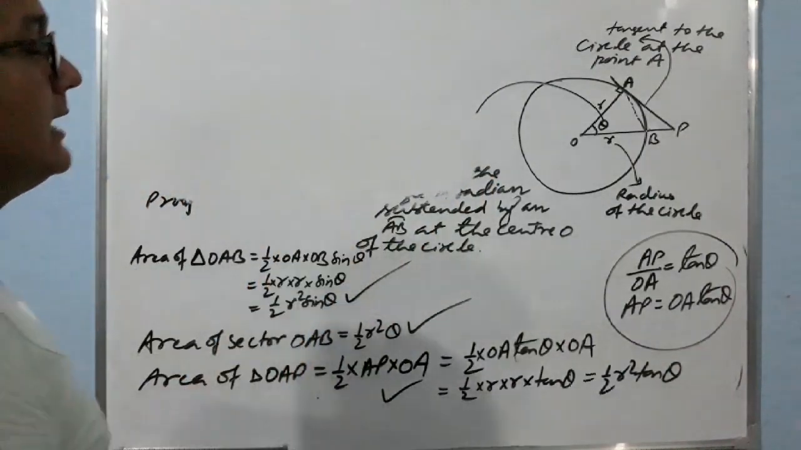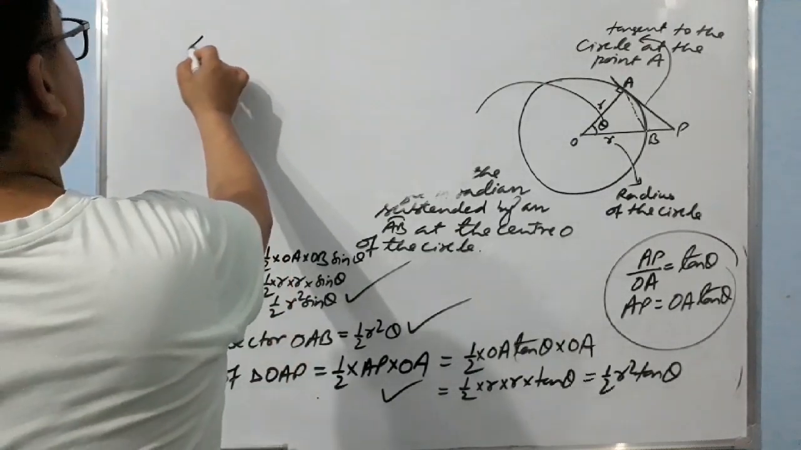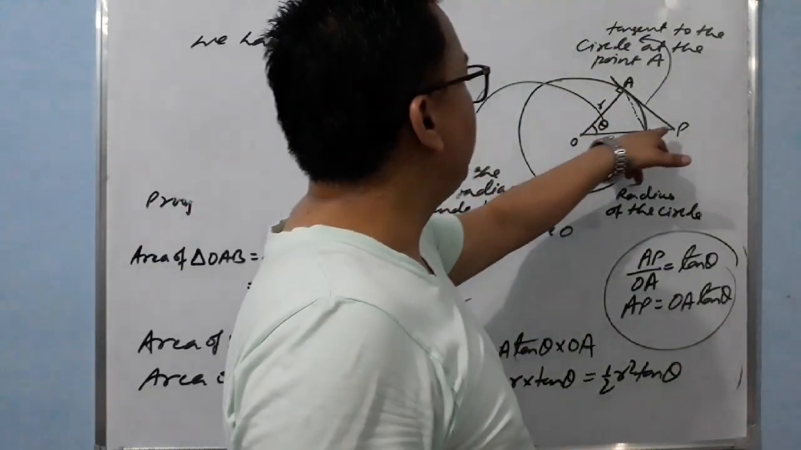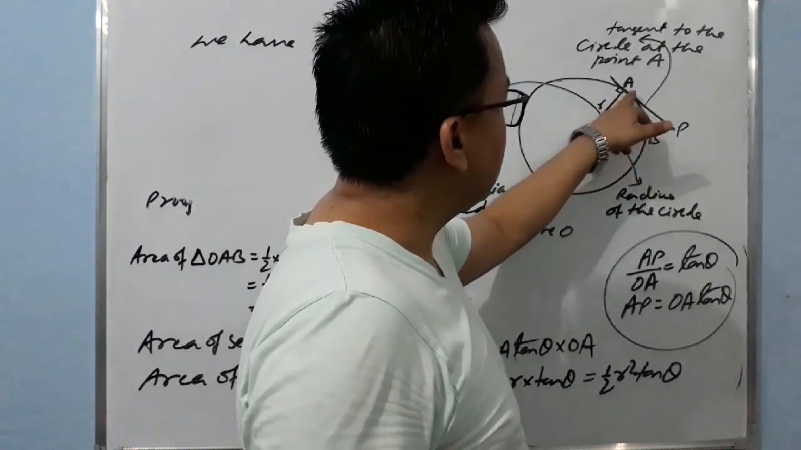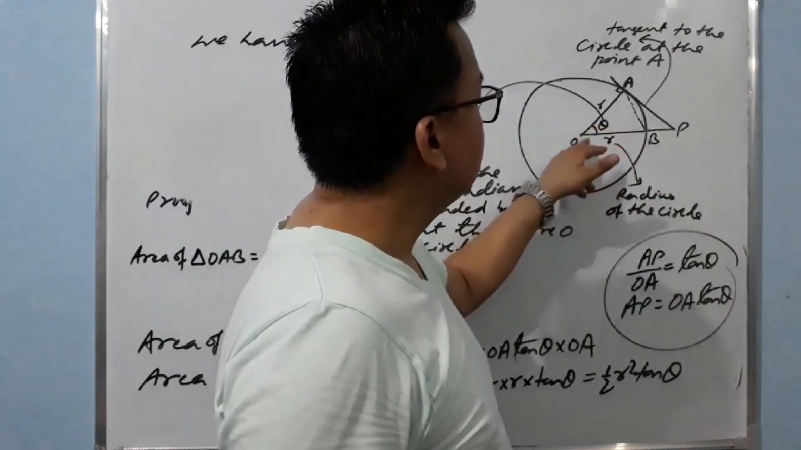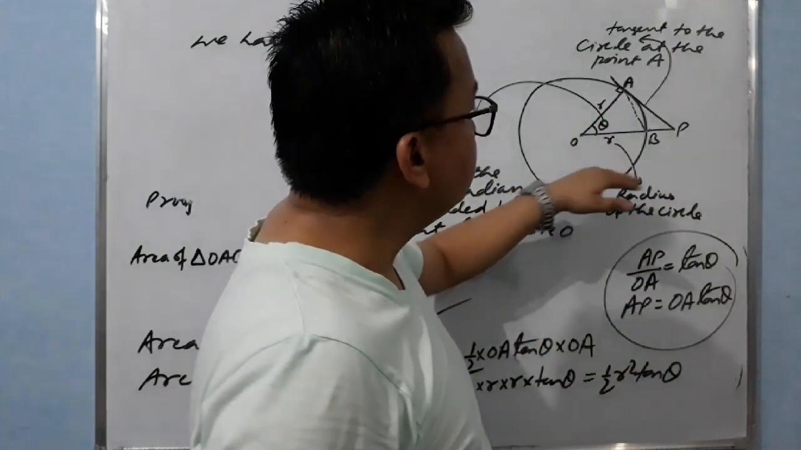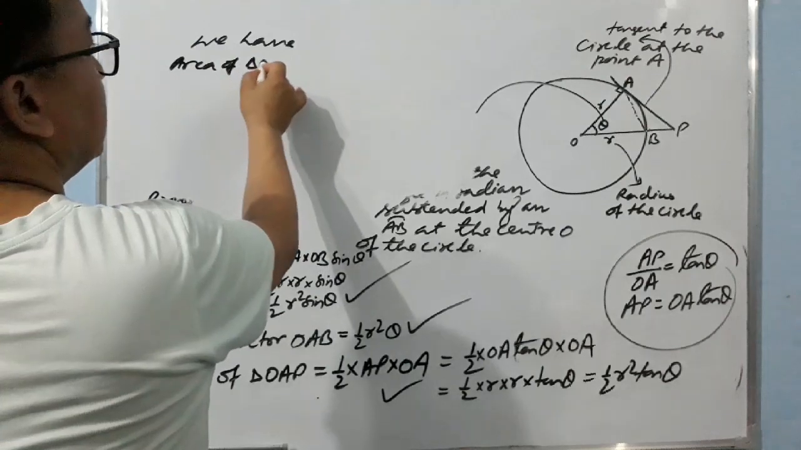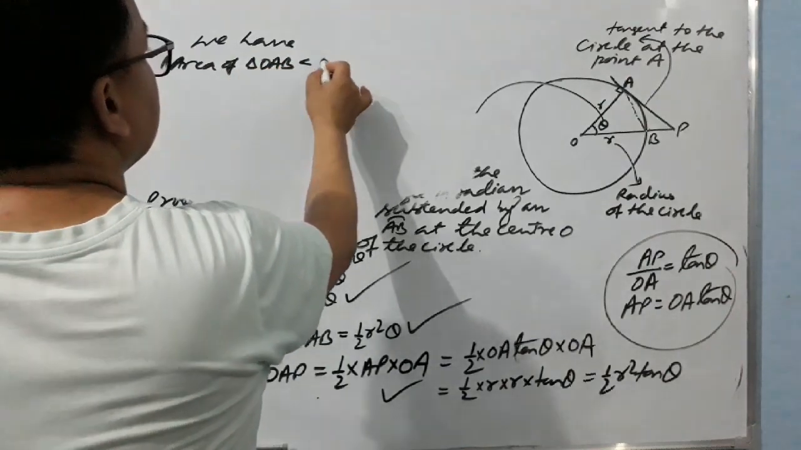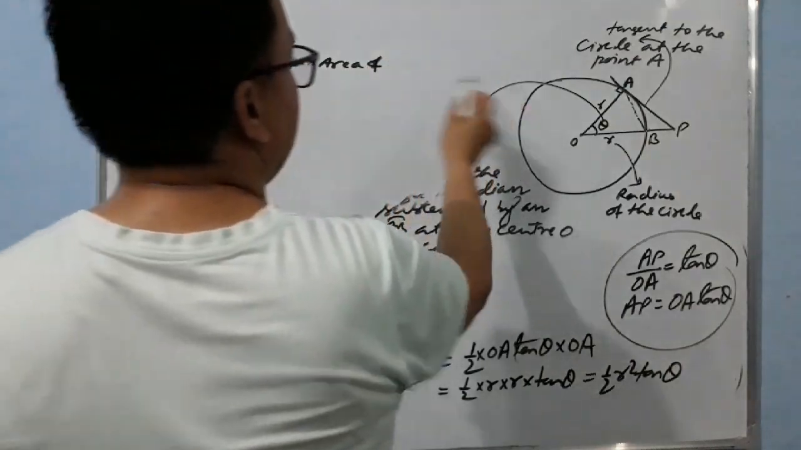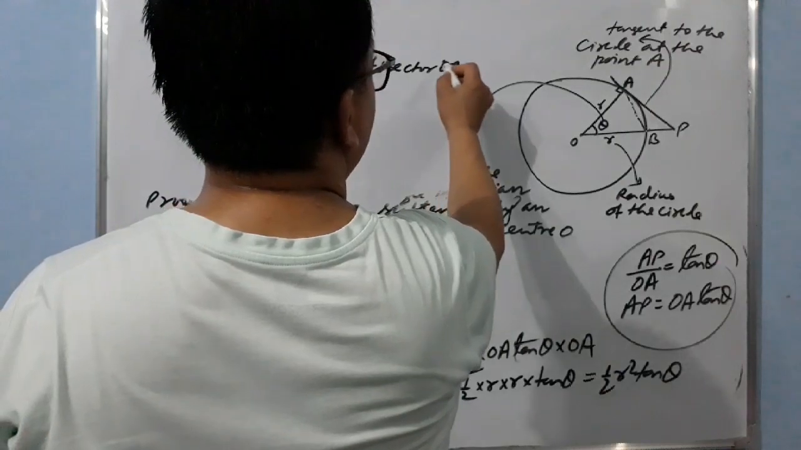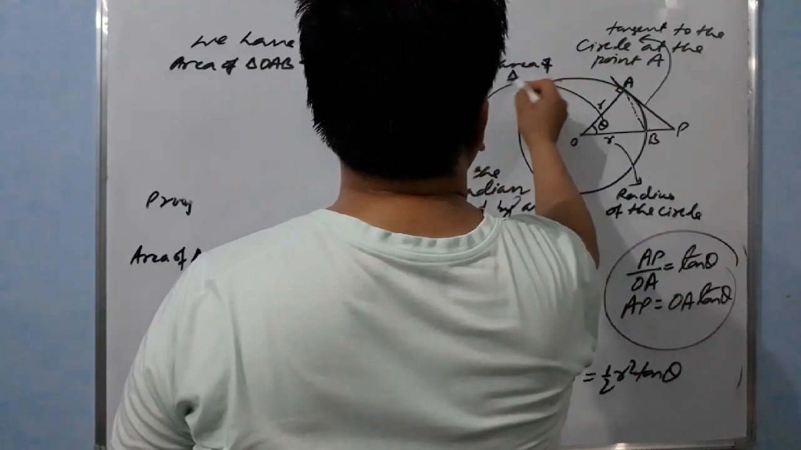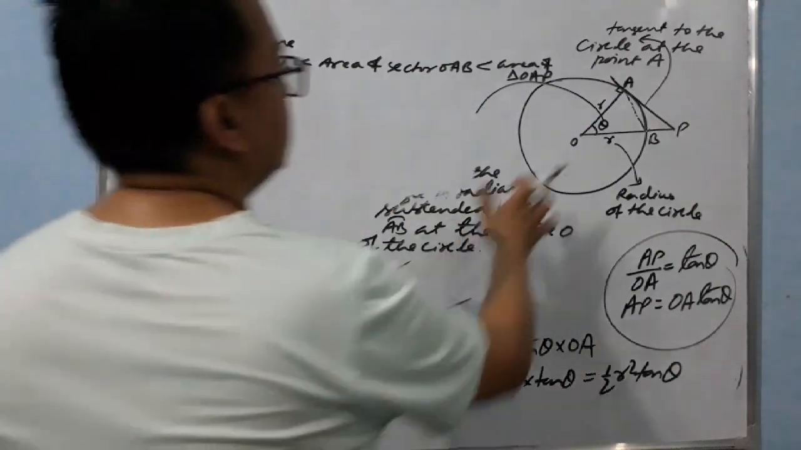Now if we see the diagram, from the diagram we have triangle OAP, and inside of it we have the sector OAB, and inside the sector we have triangle OAB. So from this diagram we can say the area of triangle OAB is less than the area of sector OAB, and that is less than the area of triangle OAP. Clear?